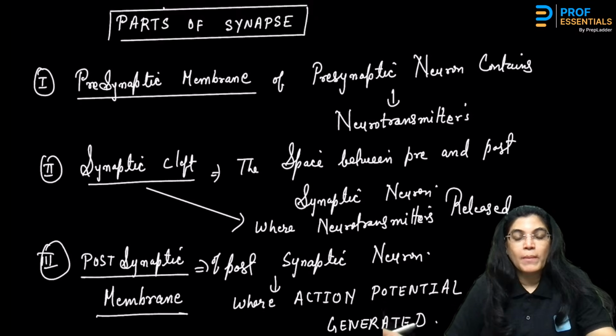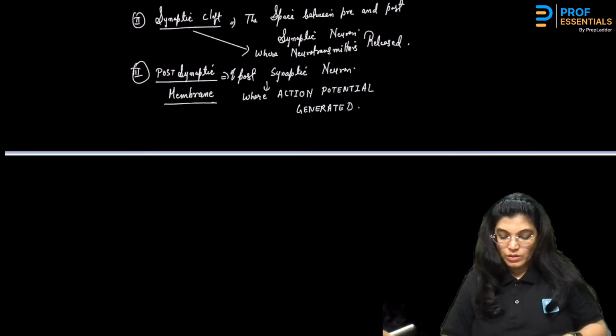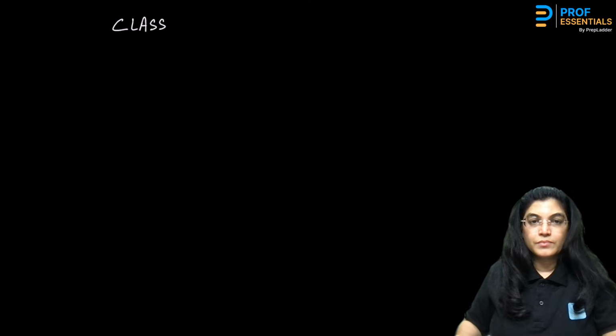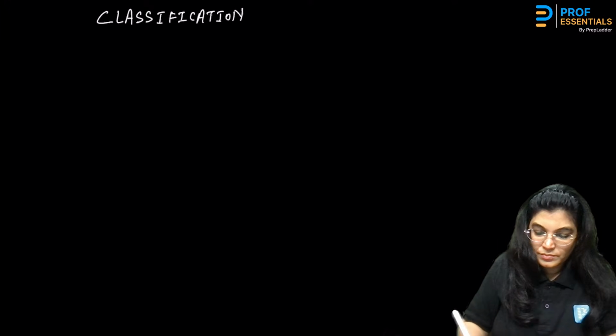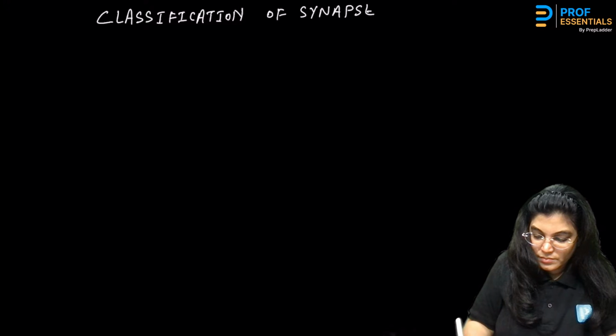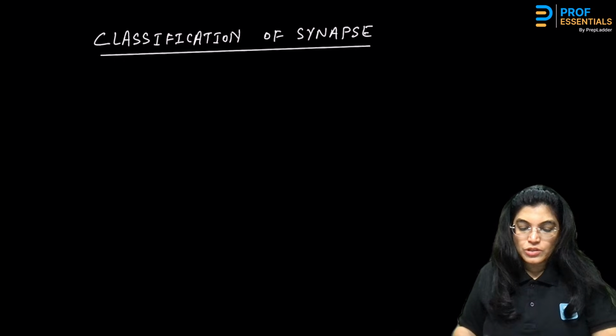Exodendritic, which is the most common. Then we have got exosomatic, and we have got the least common, that is axonal. So please note this down. This is an important point. So let's know the classification of synapse. Okay, so it's important to know the classification of synapse.